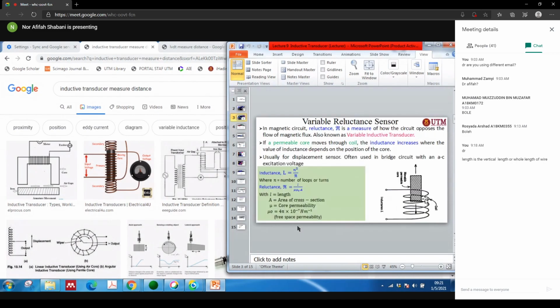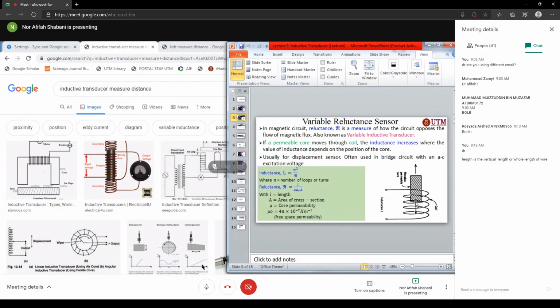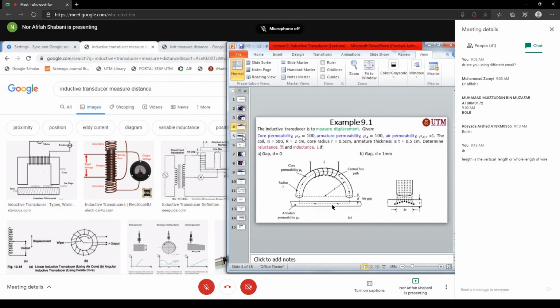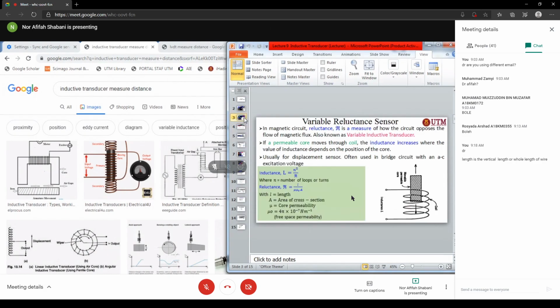Is the L depending on the core that moves into the coil here? Yes, correct. And what is L?